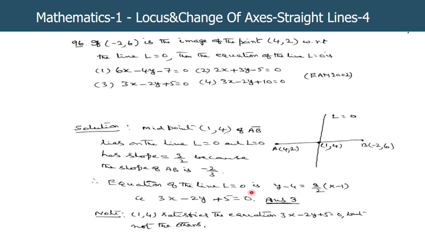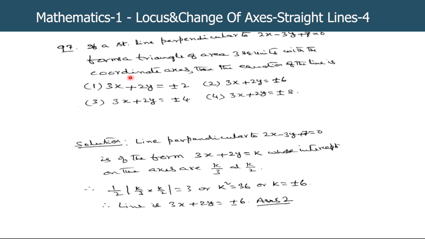So, 3x minus 2y plus 5 equal to 0. Answer 3. Note, (1, 4) satisfies the given equation 3x minus 2y plus 5 equal to 0, but not the others. So, people see that the midpoint (1, 4) satisfies only the equation number 3x minus 2y plus 5 equal to 0. The other equation it won't satisfy. So, therefore, option number 3 is the correct option. So, sometimes by checking randomly you can get the correct answer itself.